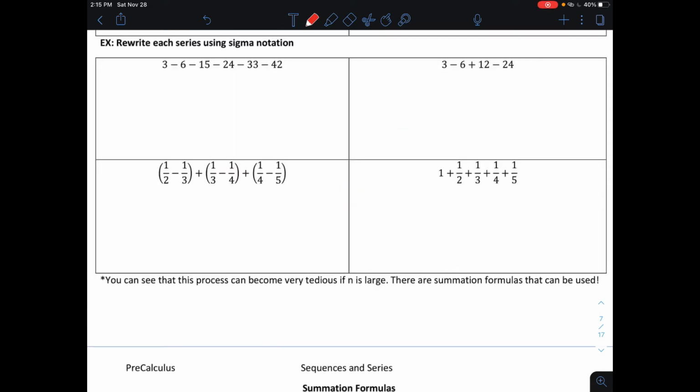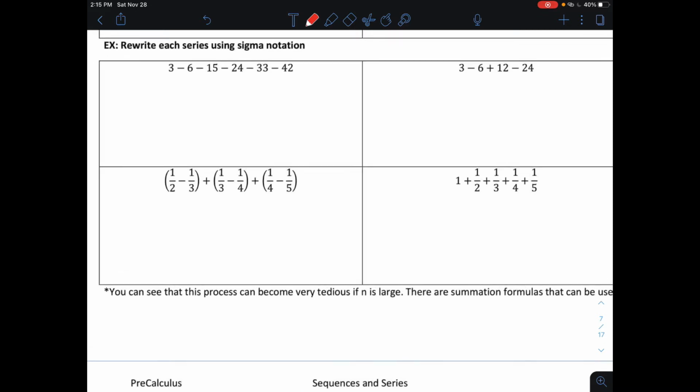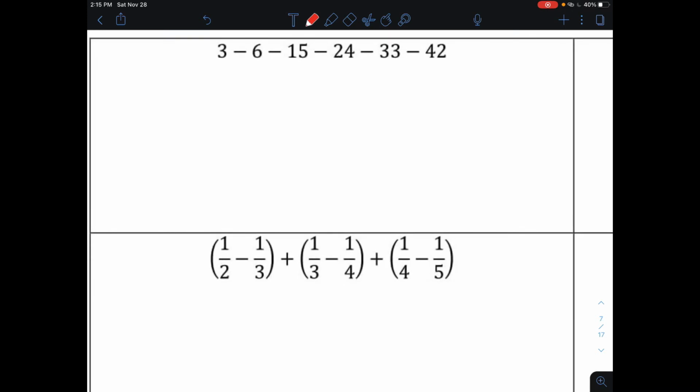All right, now we're given a series that's expanded. We want to write this series using sigma notation. So basically what you have to do is write an explicit form for the series that you're given. So I look at it in terms of a sequence of terms. Let's try to find a pattern that exists within the numbers that we were given.